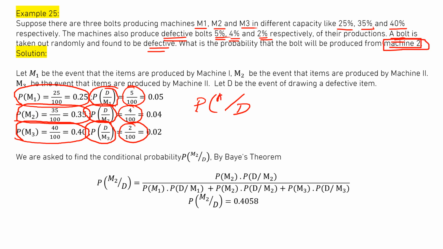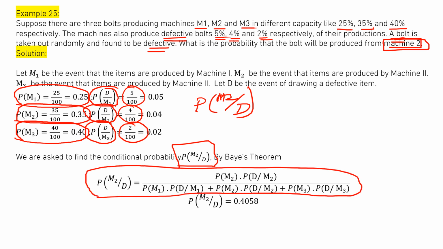So on the top you write M2. So you need to calculate probability of M2 given D. By using Bayes theorem, you can write this formula, substitute all these values here. Okay, you will get this as your final answer.